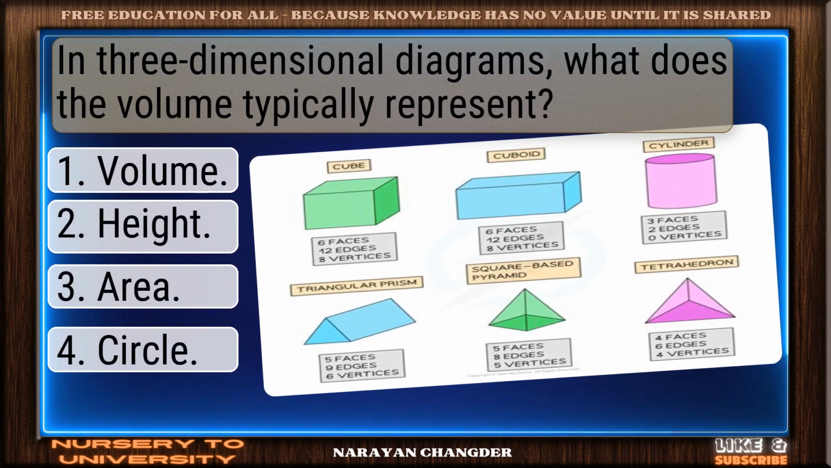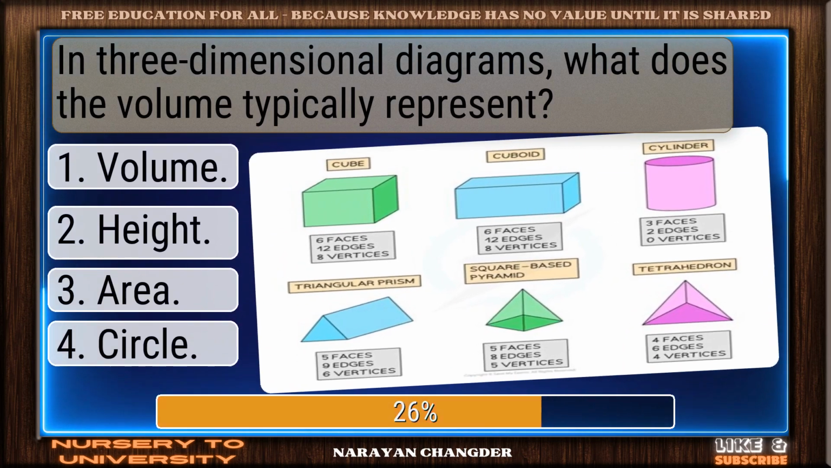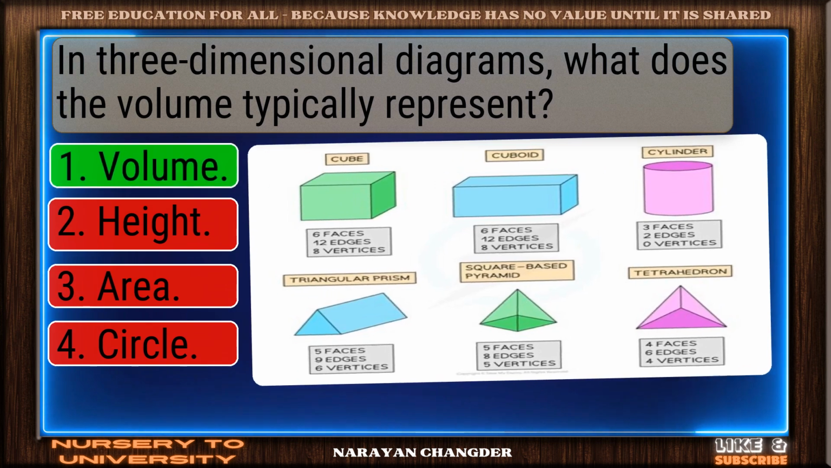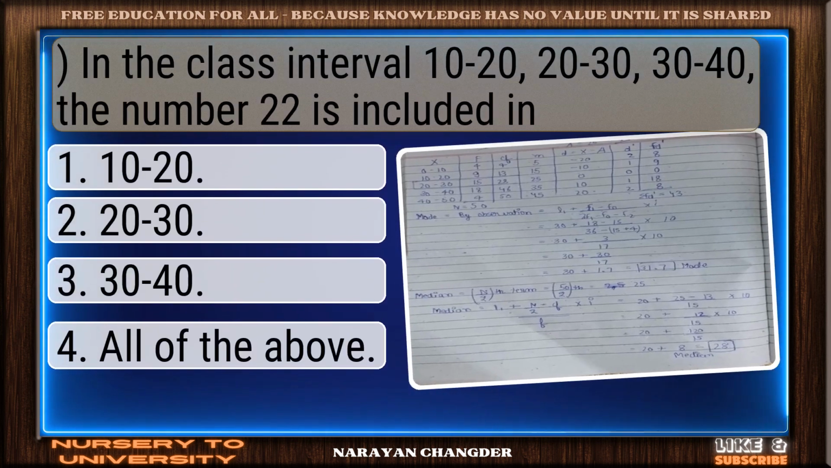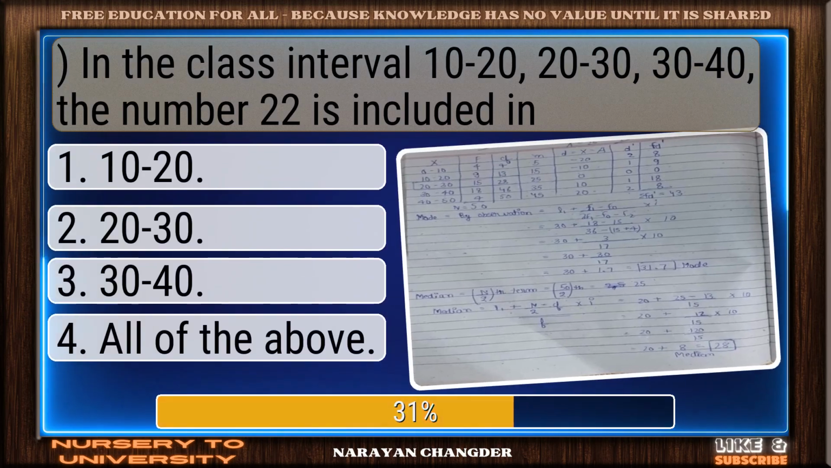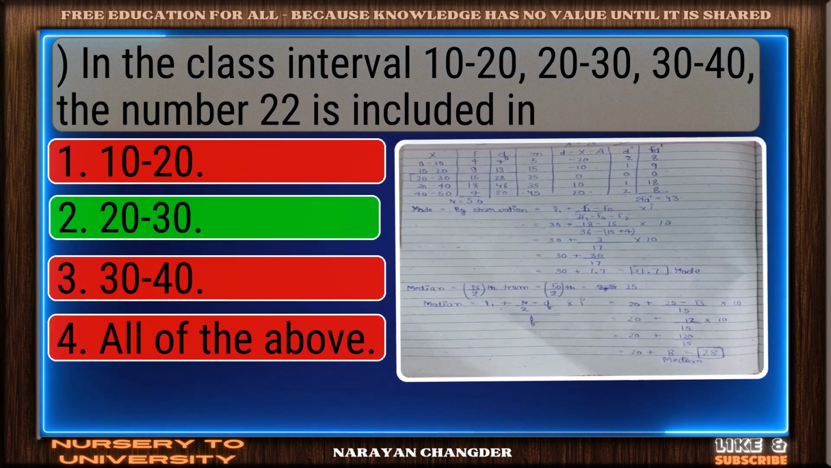In three-dimensional diagrams, what does the volume typically represent? Right choice. Volume is best. In the class interval 10-20, 20-30, 30-40, the number 22 is included in dash. Sharp thinking. 20-30 is right.